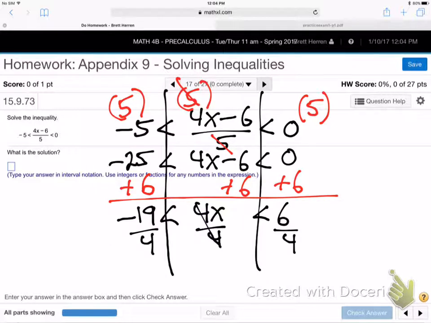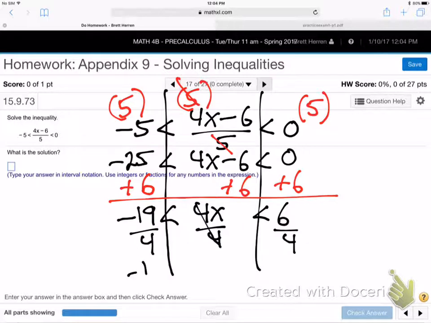Now, how do you know if they want fractions or decimals or what do they want? Well, look at the blue line. Type your answer in interval notation. Use integers or fractions. In other words, not decimals. On this one anyway. Other times they'll say decimals, you know. Just watch the blue line. They'll always tell you what they want.